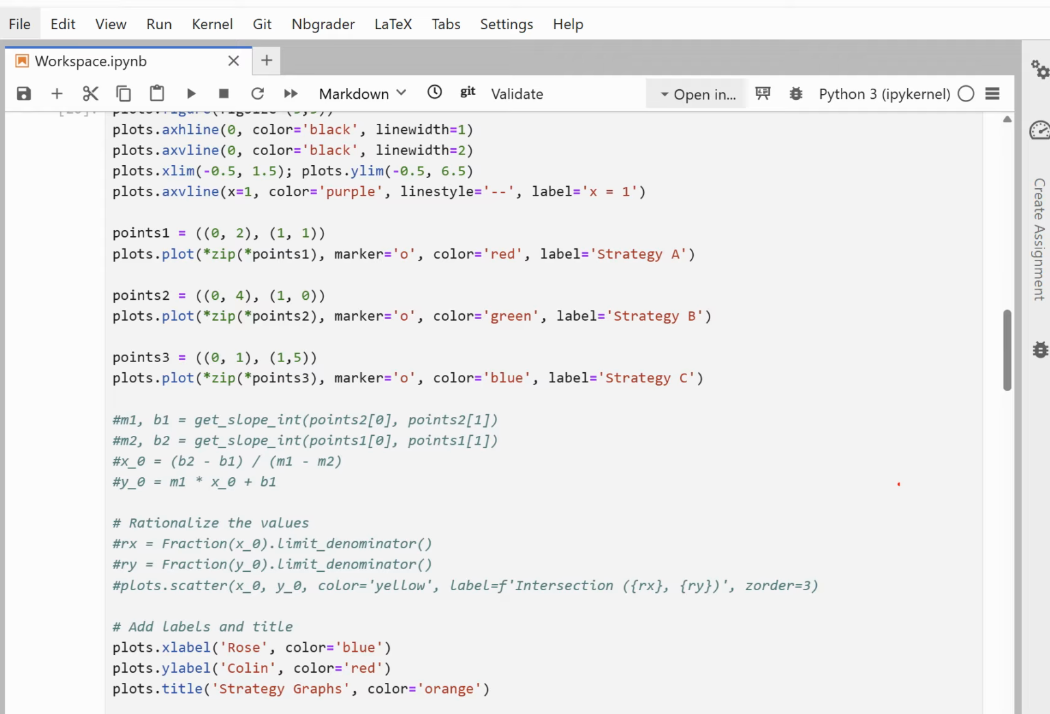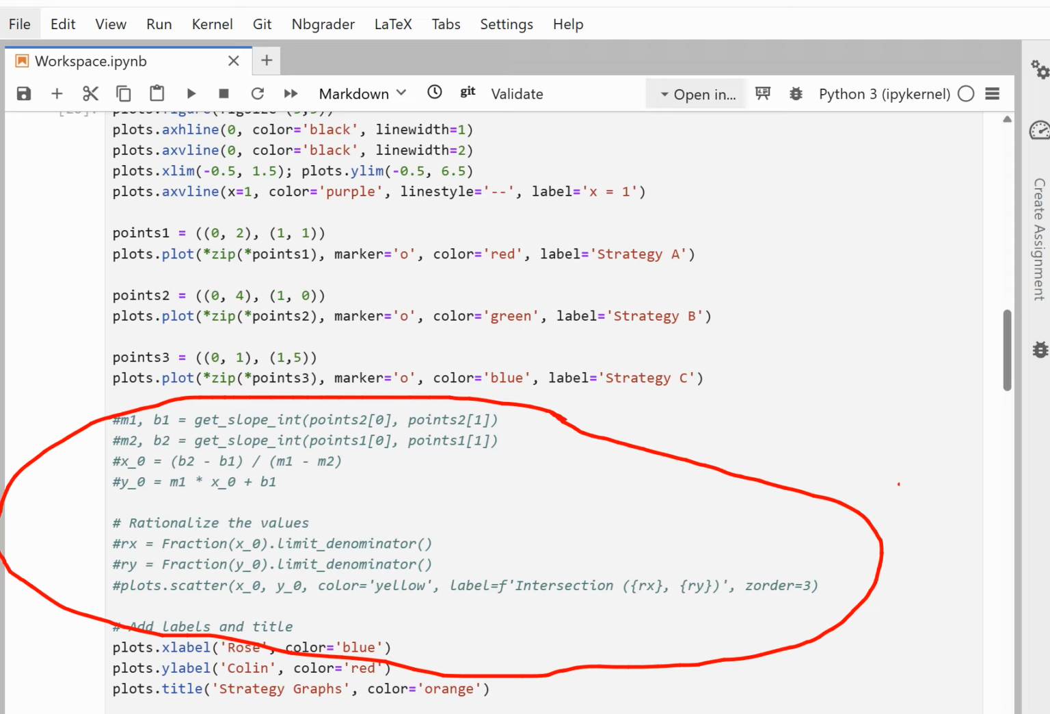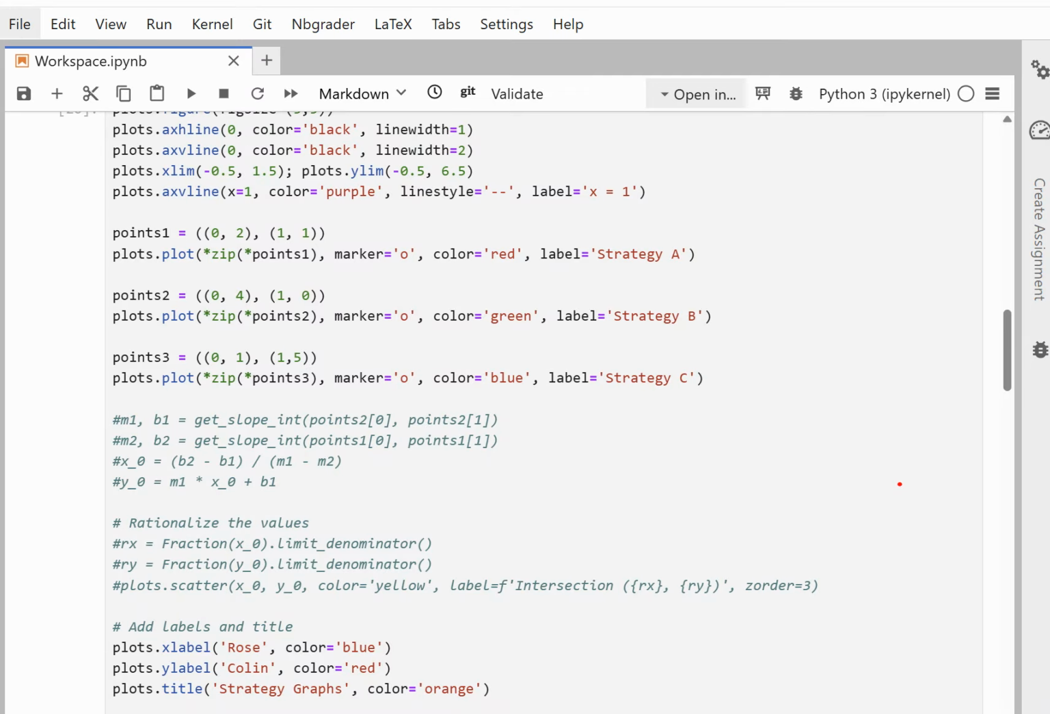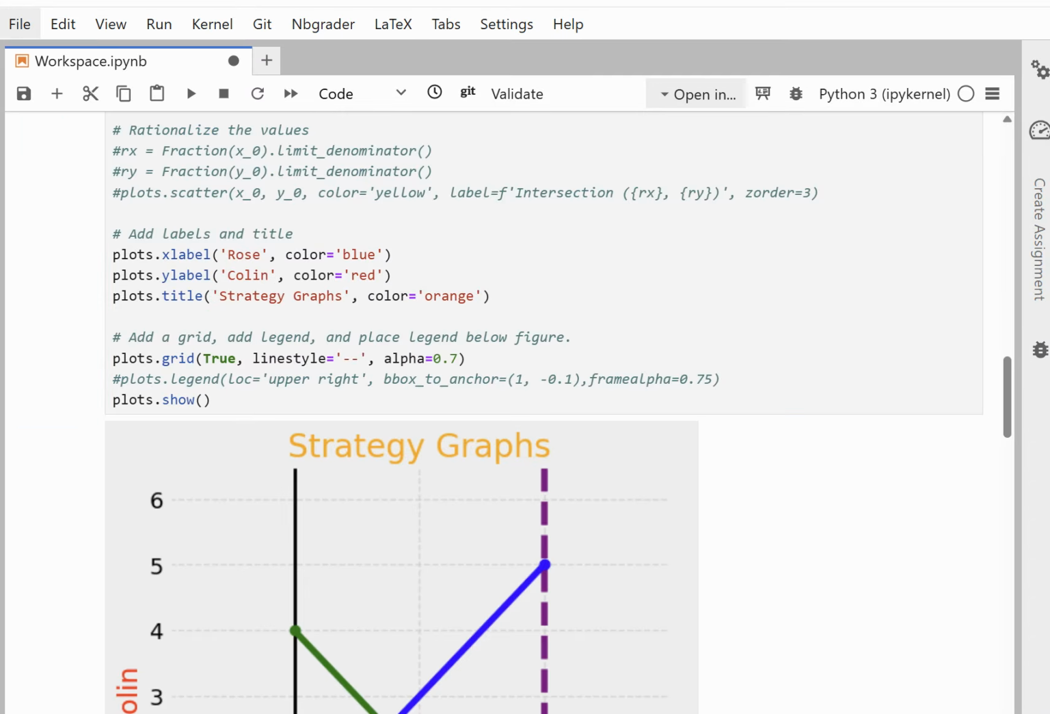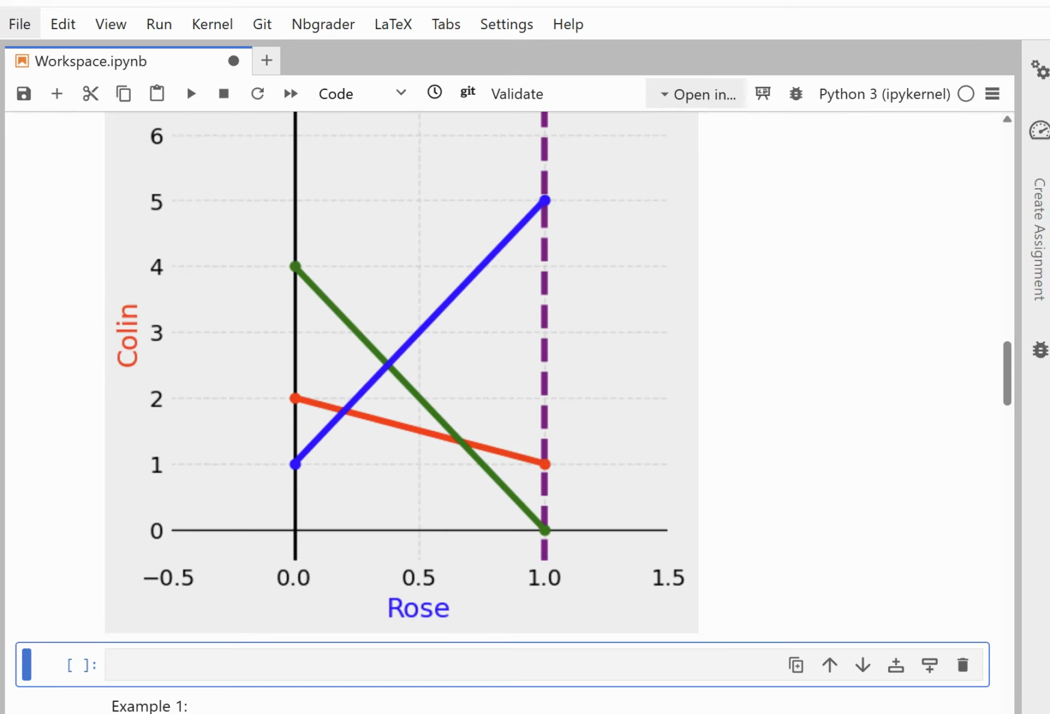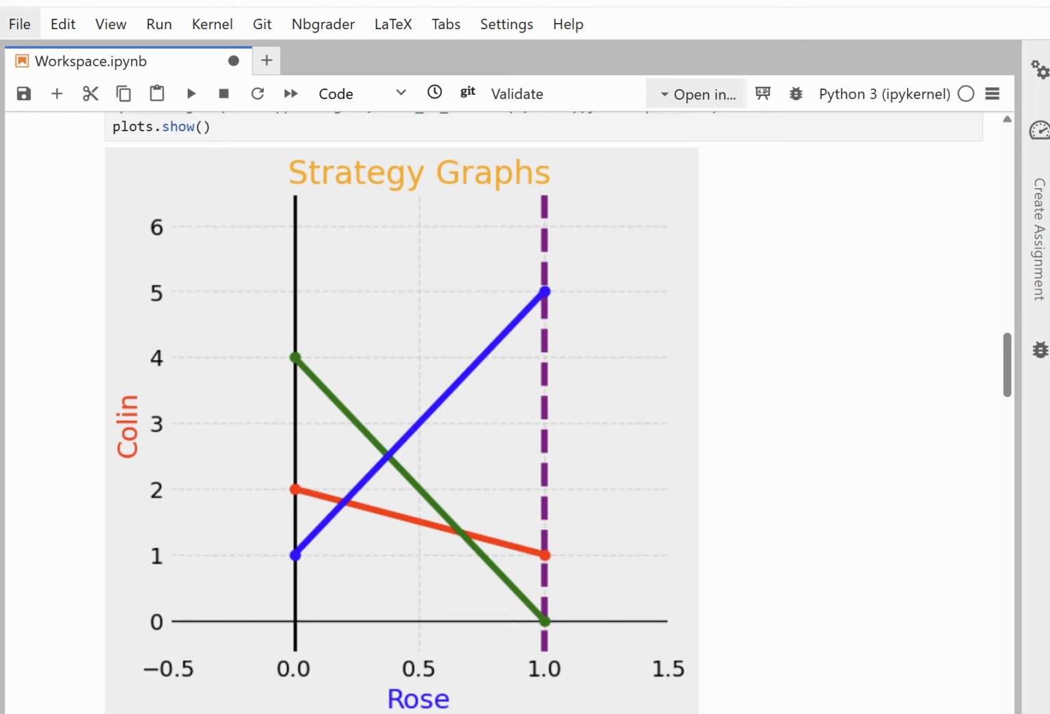that I have all of the algebra to find the intersection point and display it. I have it commented out with a hashtag to start the line. That's intentional. Why? Because I don't yet know what the solution is. So let's run this. And notice that we get the strategy graphs that I showed before, right? And what do we want? We want the intersection point right here.